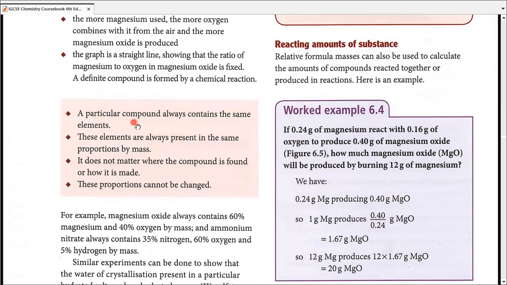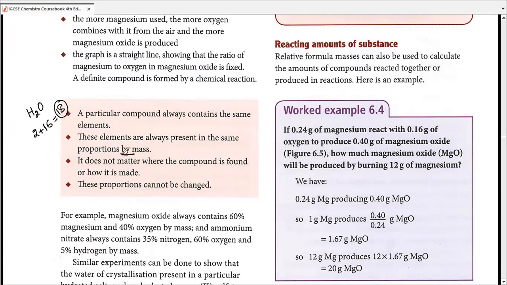Now, a particular compound always contains the same elements. That simply means that if I talk about water, water would always be made up of hydrogen and oxygen. You can't make water with some other set of elements, of course. These elements are present in the same proportion by mass. There would always be two for hydrogen, and there would always be an addition of 16 by oxygen. That's how you always get the mass of water to be 18. And this is going to always remain the same.